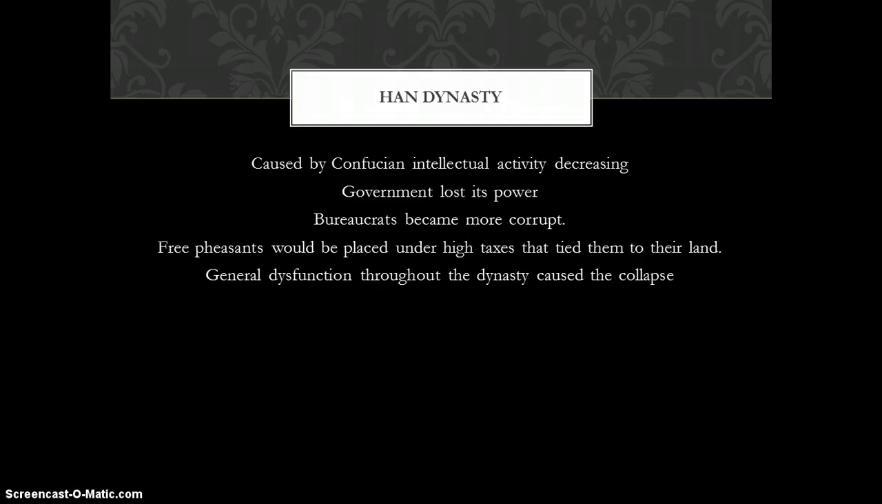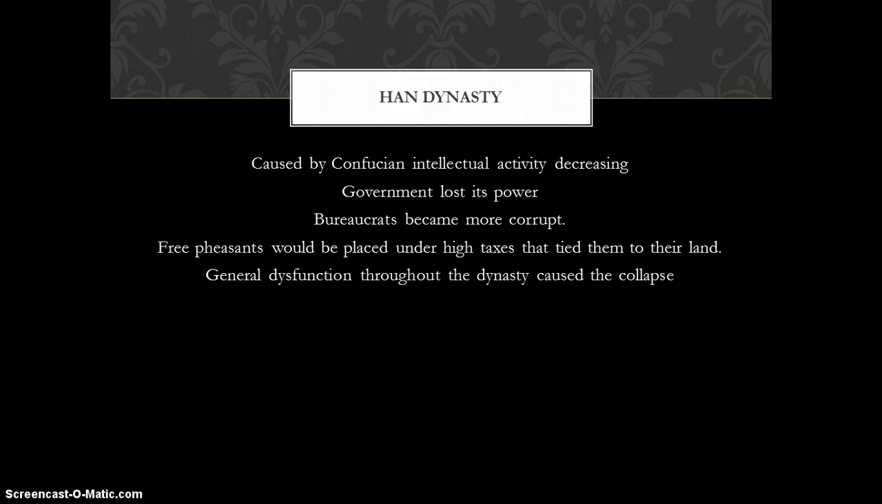And bureaucrats were no longer thinking about the good of the empire, they were just thinking about getting money and making their lives better as opposed to making others' lives better. And then finally, we have the peasants who would be placed under high taxes that tied them to the land. So they basically forced them to stick to the land and work it so then they could pay their taxes and get by. This general dysfunction caused the dynasty to collapse.